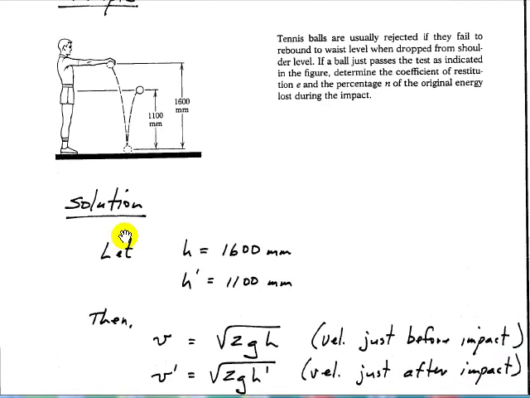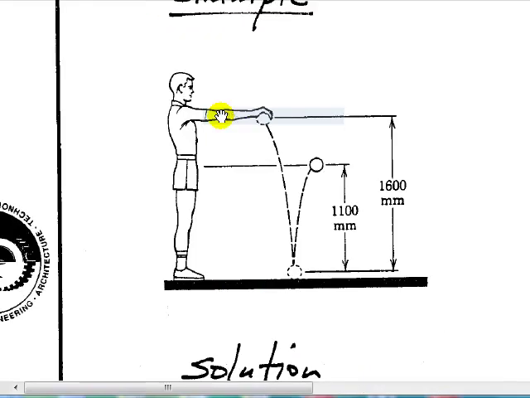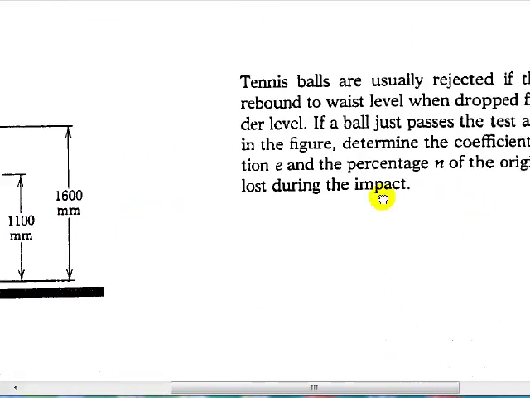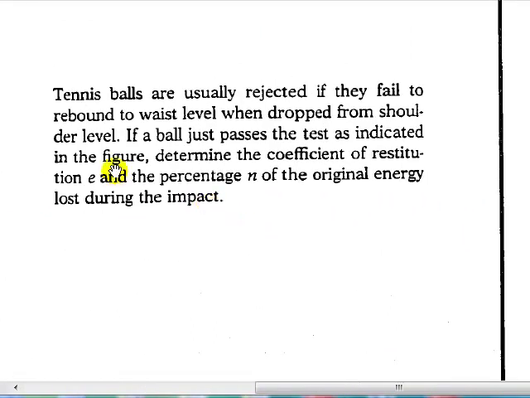Let's look at one particular kind of impact, which is a fairly lightweight object bouncing off of a supermassive object. And let's go to a zoom level where we can read this problem. The problem statement says tennis balls are usually rejected if they fail to rebound to waist level when dropped from shoulder level. If a ball just passes the test as indicated in the figure, determine the coefficient of restitution E and the percentage N of the original energy loss during the impact.